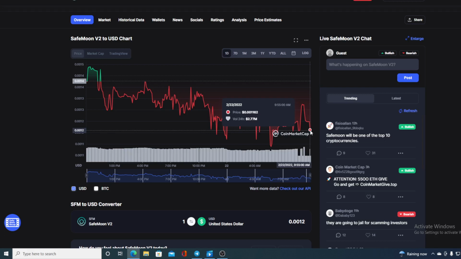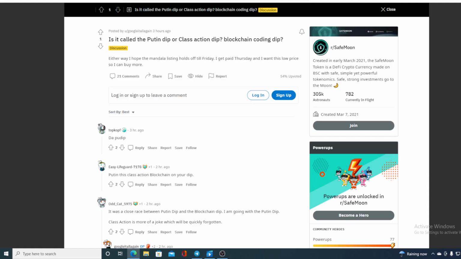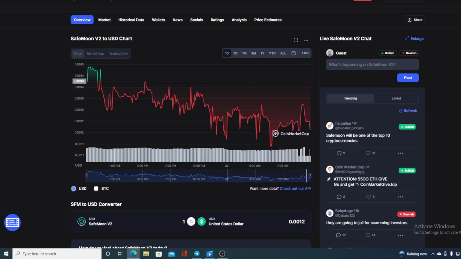Also, let me share some more interesting news regarding this. Now, let's check this out. It's called the Putin dip, or class action dip, blockchain coding dip. Now, guys, of course, we can conclude this is equal to the previous post regarding the situation on the cryptocurrency market.